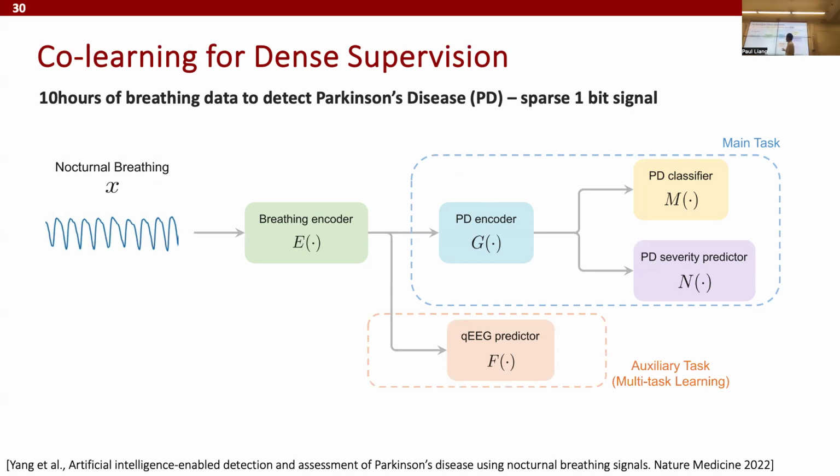EEG is brainwave stuff. So you can take this breathing, which is 10 hours worth of data when the person was sleeping. And while they're sleeping, you also collect, for example, their brainwave activities. And so therefore, this is also 10 hours. And this gives you really rich supervision because you have this task of using 10 hours to predict 10 hours, while also predicting your one number of Parkinson's or not Parkinson's. They named it auxiliary task for multitask learning. But it's also an example of how you can do co-learning via translating from one modality to the other.